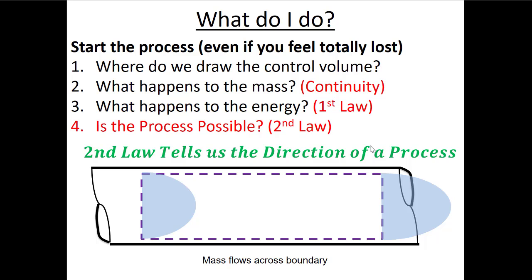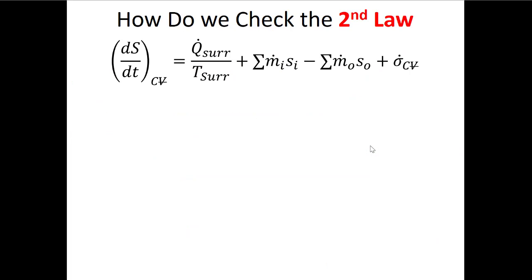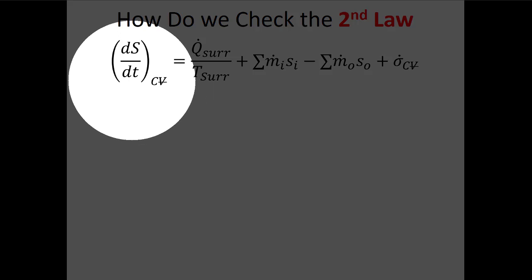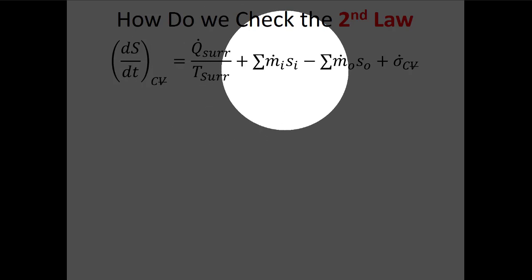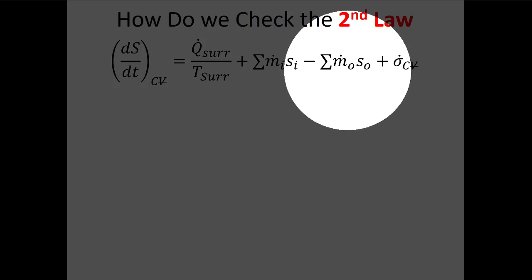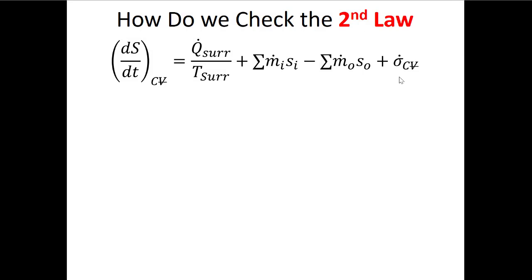So if we want to figure out if a process is possible, we can do a second law analysis on this control volume to see if the entropy generation rate is positive. Now, we have a rate equation for an open system. We call this the second law, right? We see that the rate of change in entropy in the system is equal to this heat transfer term plus all the entropy that comes in with the mass minus all the entropy that goes out with the mass plus this entropy generation term. And it's the entropy generation term that we're interested in here.